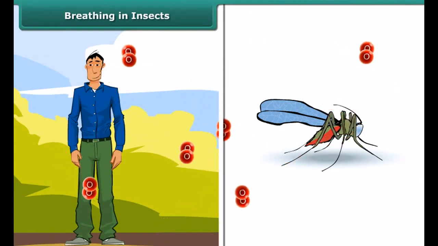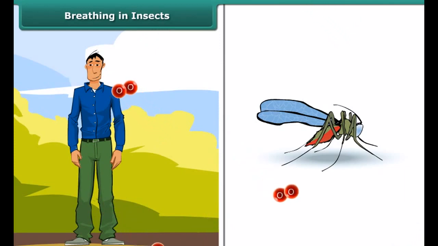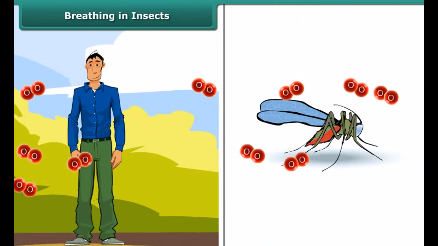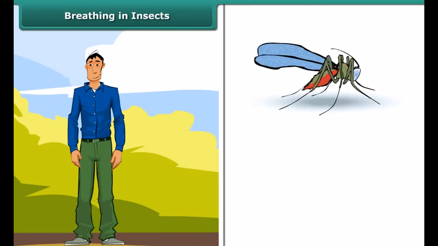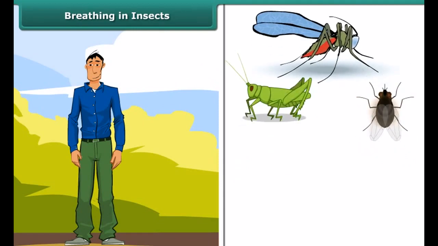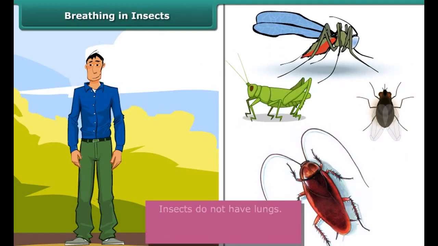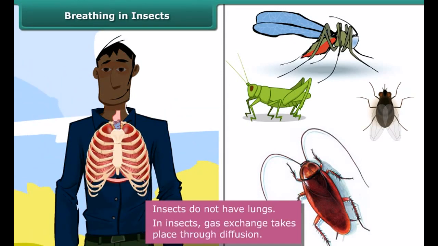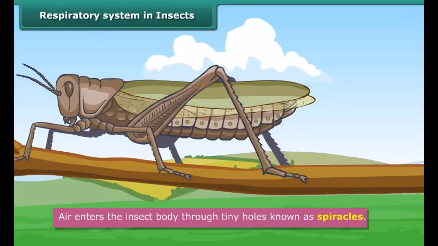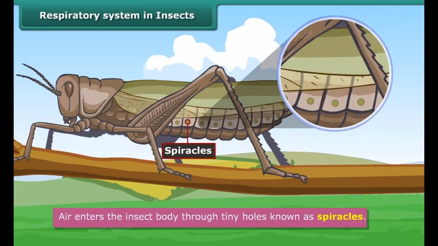Again, like human beings, they produce carbon dioxide as a waste product. But unlike human beings, insects like grasshoppers, houseflies, cockroaches, etc. do not have lungs. The process by which gas exchange takes place in insects is known as diffusion. Air enters the insect body through tiny holes present on the sides of the body. These holes are known as spiracles.